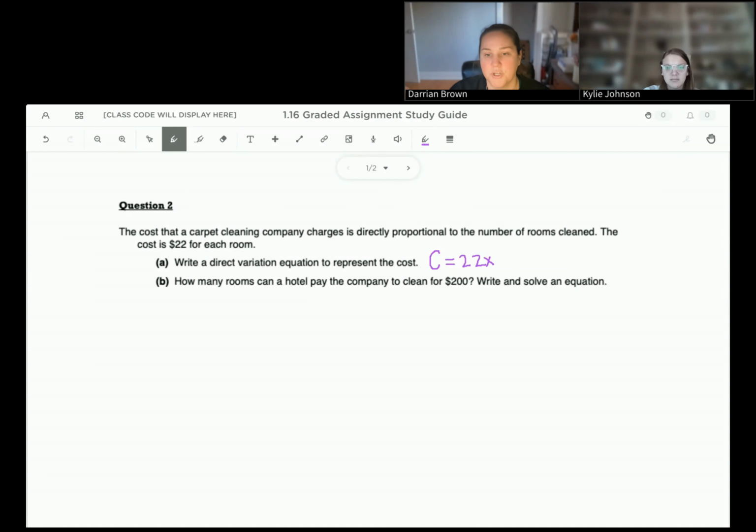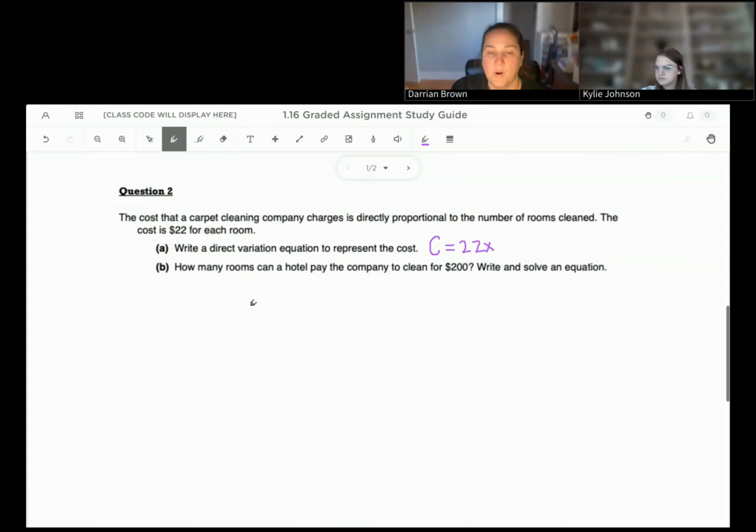And if you just squish 22 and X together, we know they're being multiplied. Yep, Marvin, you could also use R for rooms. You can use any variable that you would like.